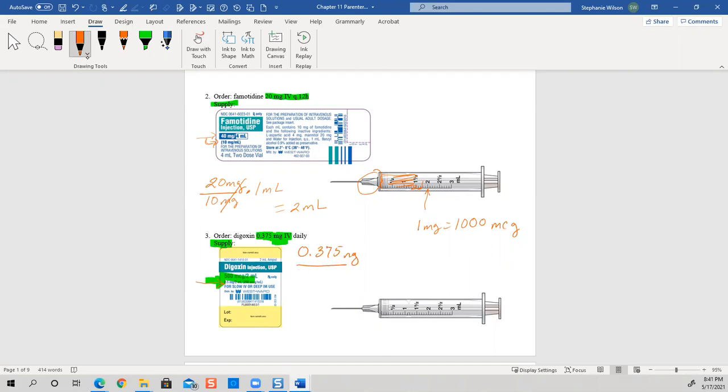So what do I have? I have 0.5 milligrams, and it's multiplied by 2 milliliters. So I'm going to reduce my milligrams. So what do I have? I have 0.375 divided by 0.5, all times 2. And that gives me 1.5 milliliters. So now I need to come and put it on my syringe, and we're going to shade all the way to here. And that is parenteral dosage calculation.